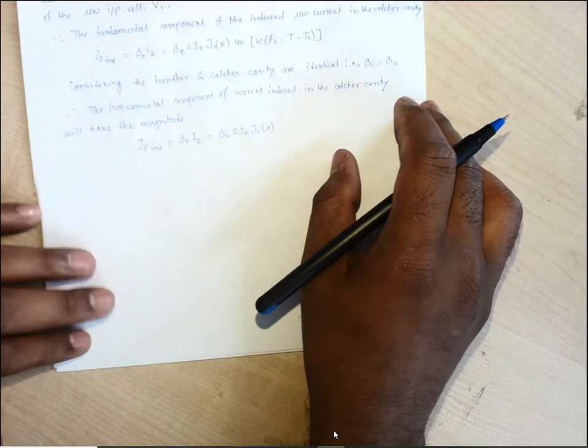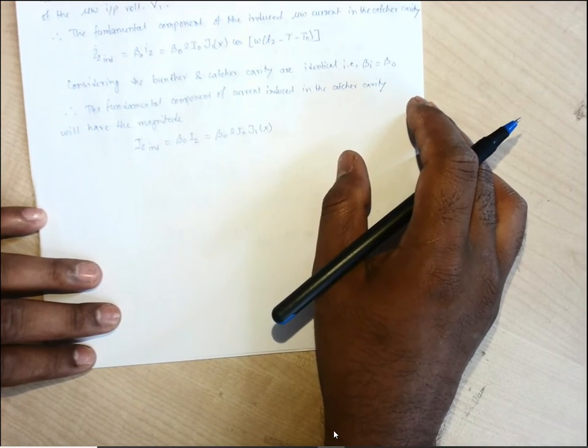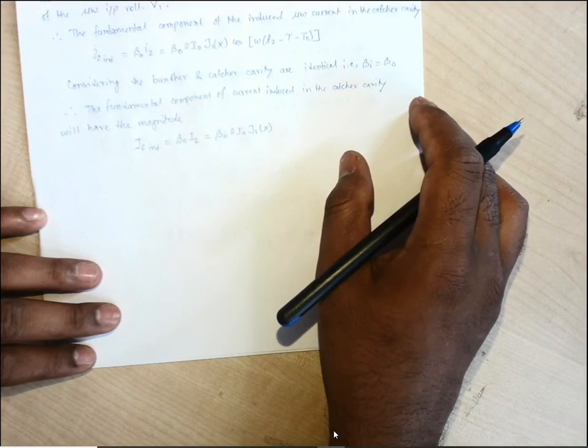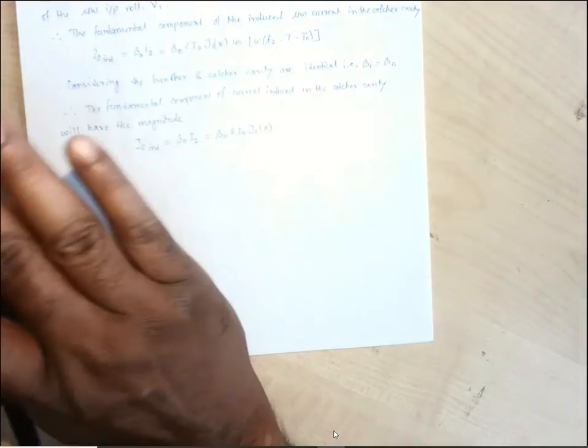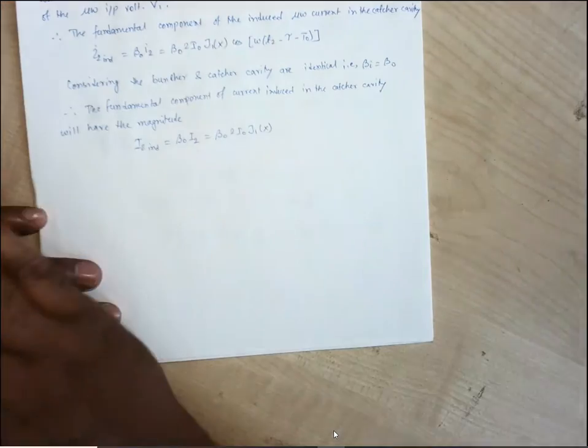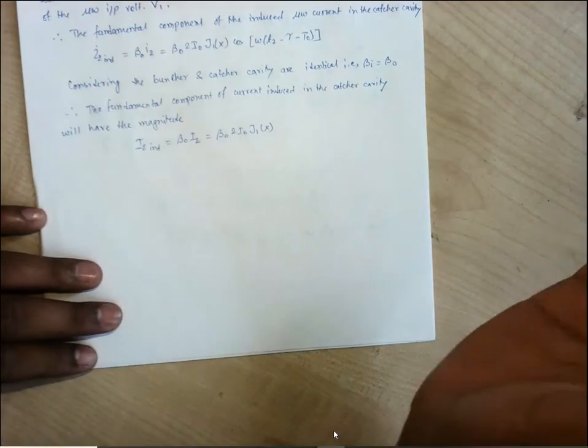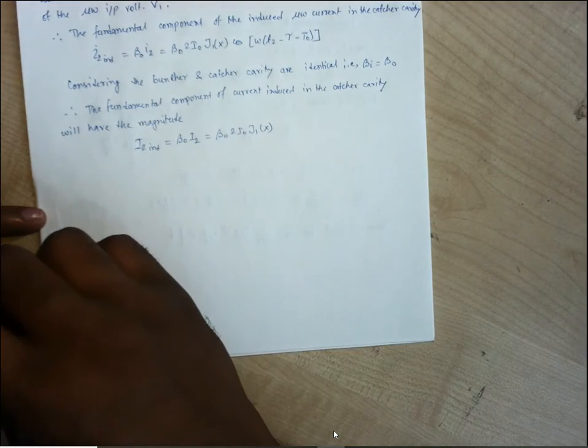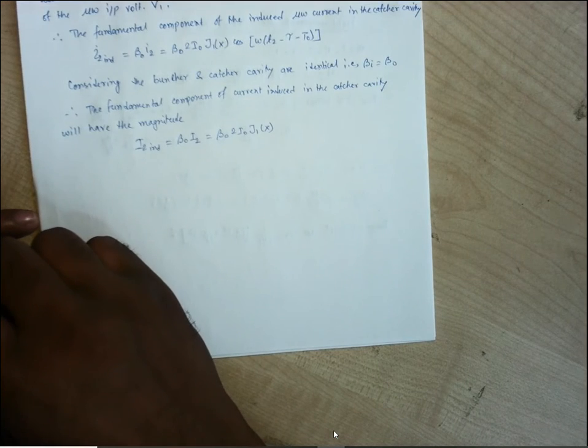Now we are getting some amplified output from the catcher cavity. So what does it mean? Some current comes from the input side and it produces some output at the output side.